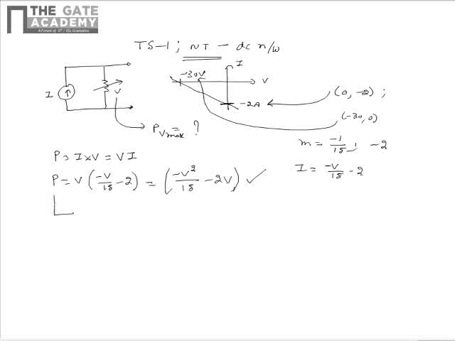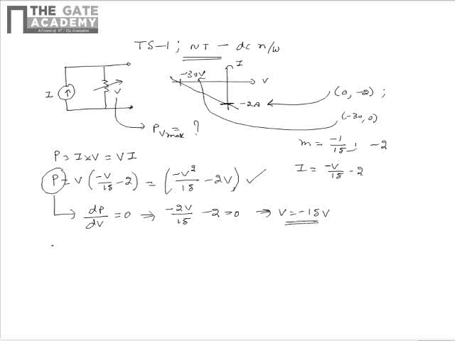So this corresponds to the equation for the power dissipated in the variable resistor at any voltage. We know that the maximum power is dissipated in the variable resistor when dP by dV is equal to 0. That implies -2V by 15 - 2 should be equal to 0. So that implies V is equal to -15 volts.